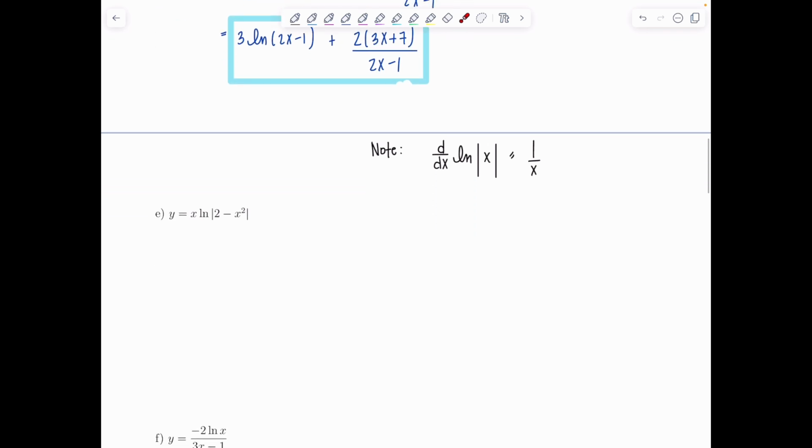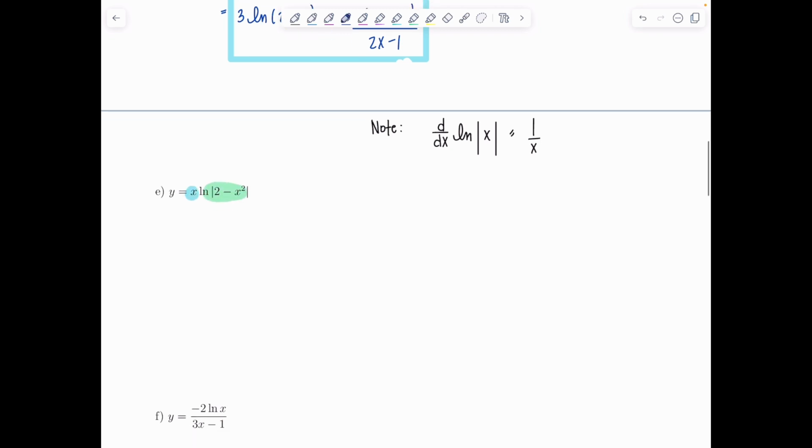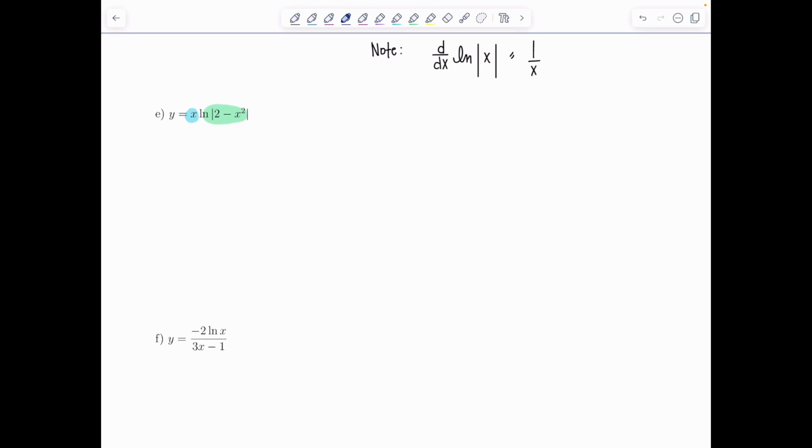Okay, so here we go. We have the derivative of y equals x times natural log absolute value 2 minus x squared. So you guys, we got to do product rule for this one. Here's one function of x times another function of x. Okay, hop to it then. So dy dx equals derivative of x is 1. Then you leave that ln absolute value 2 minus x squared alone. Plus, now I'm going to leave x alone.